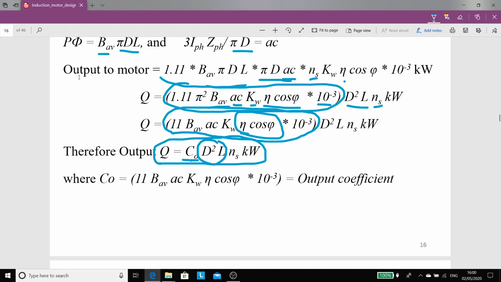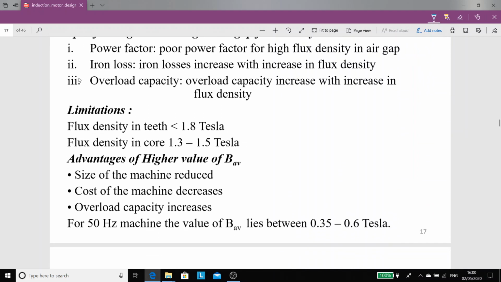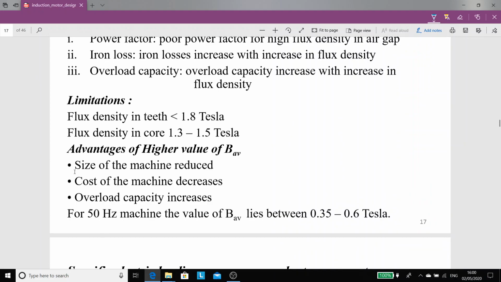We also require, if the advantage is there to make the size of the motor compact, at the same time we have to see whether there is any adverse effect of selecting higher values of specific loading. That also we have to study. So see what will happen if I select the values of specific loading on the higher side. What are the advantages we are getting? Size of the machine is reduced. Once the size of the machine is reduced, less material is required, so material cost is reduced, meaning our overall cost of the machine decreases. That is another advantage we are getting.